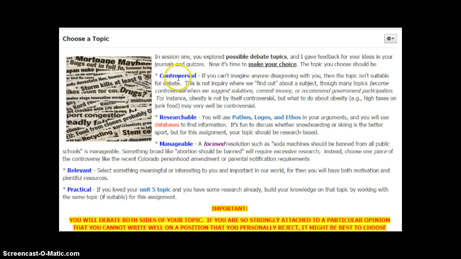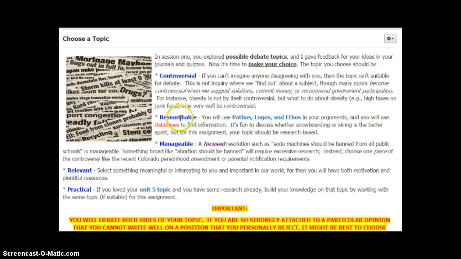Anyway, your topic should be controversial. You can't just choose obesity. There's not much controversy. Pretty much everyone will say, yeah, obesity is not a good thing. But what you do about it, whether you devote money to research, whether you mandate that people go to gyms 5 days a week, whatever you do about it, that's what's controversial. So make sure it's something that would get an argument going, that would get a discussion going.